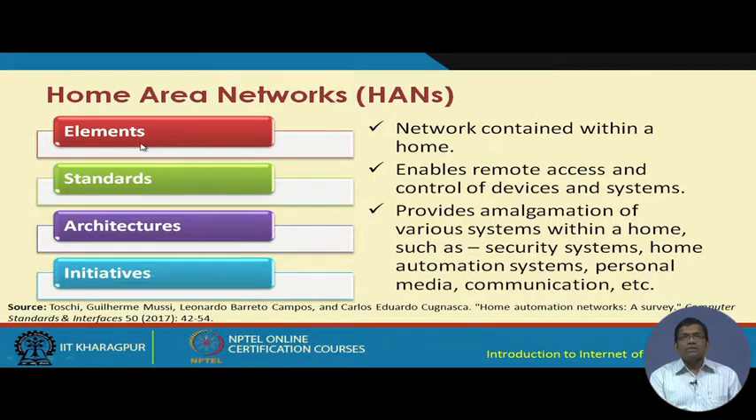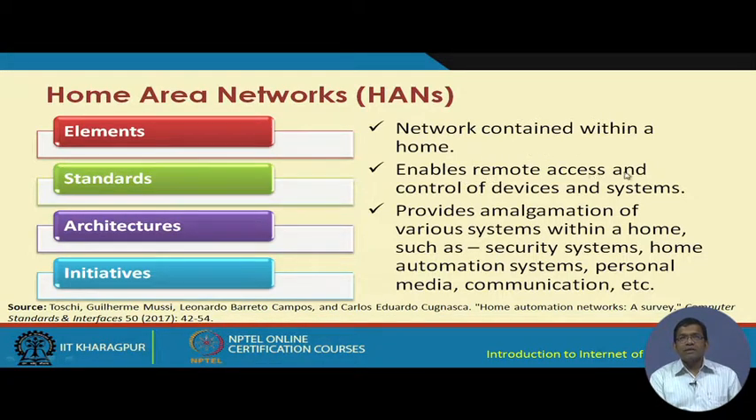So, the network is basically contained within a particular home in a home area network. Then we have these different standards, the architectures, then we have the different initiatives. So, we are going to talk about each of these in further detail with respect to the home area network elements, home area network standards, home area network architectures and the different other initiatives we are going to talk about shortly. So, the network is contained within a home.